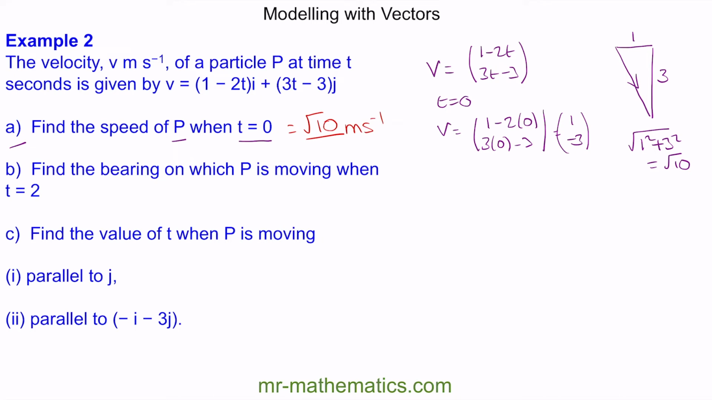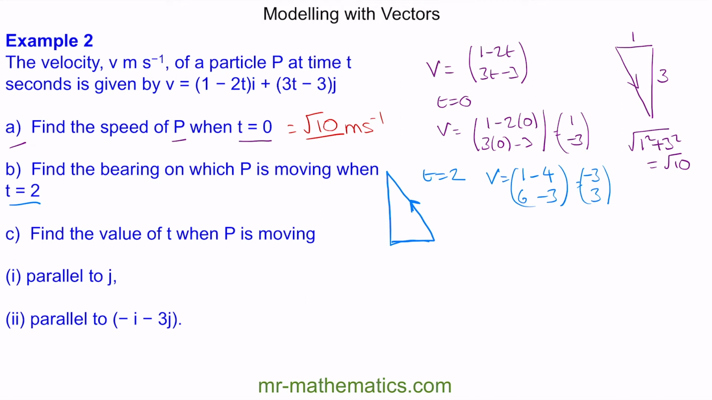Okay, for part B, when t is equal to 2, we can work out our velocity vector, which will be 1 minus 4, and then 6 minus 3. All I've done is substitute t equals 2 into each of these. So now we have minus 3 and 3. So our direction, we're moving minus 3 in the i, positive 3 in the j. So we're traveling in this direction.